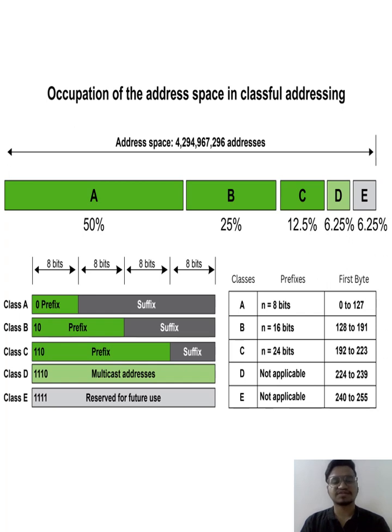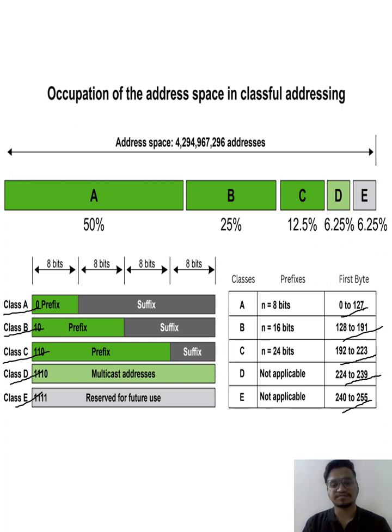So IP addresses are divided into 5 classes: class A, class B, class C, class D and class E. Any IP address which starts from 0 to 127 is of class A, 128 to 191 is of class B, 192 to 223 is of class C, 224 to 239 is of class D and 240 to 255 is of class E.